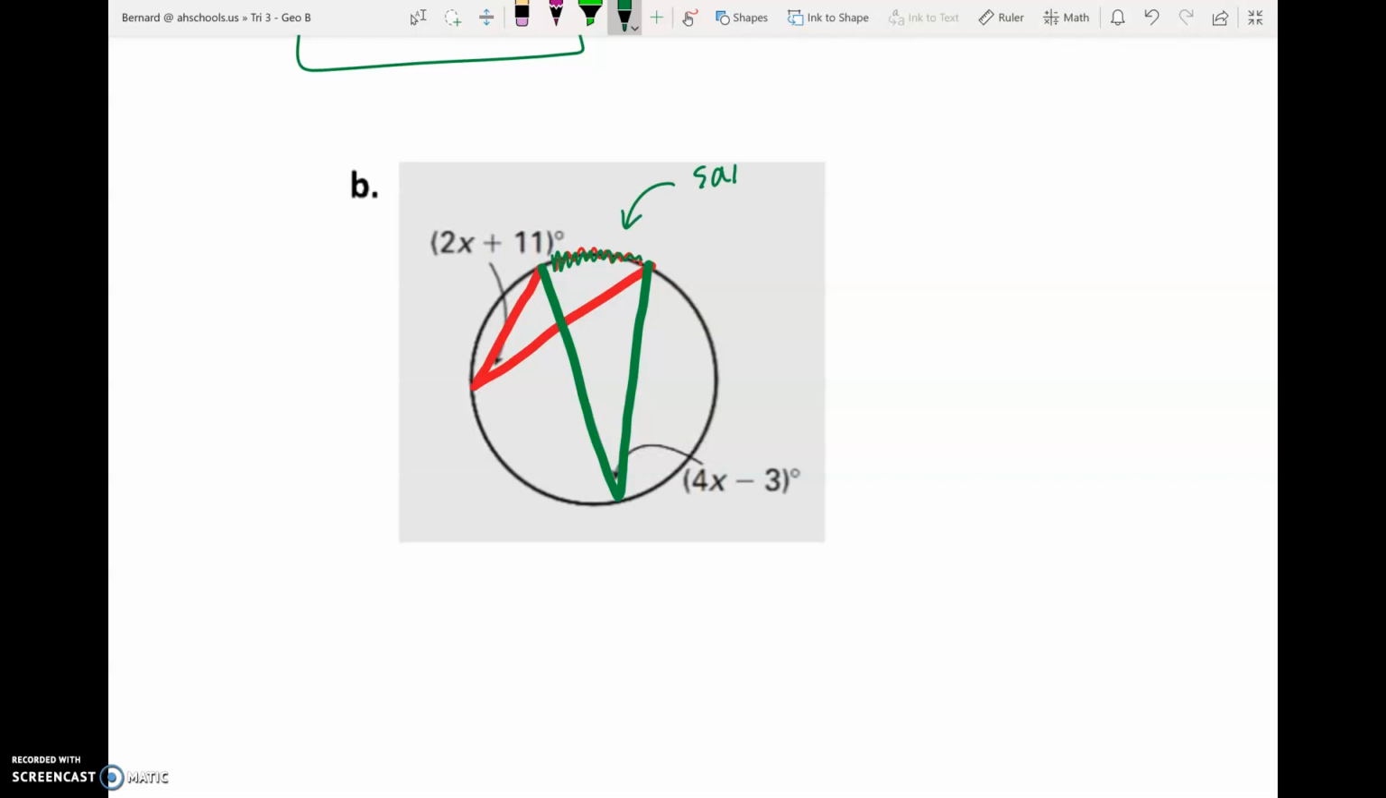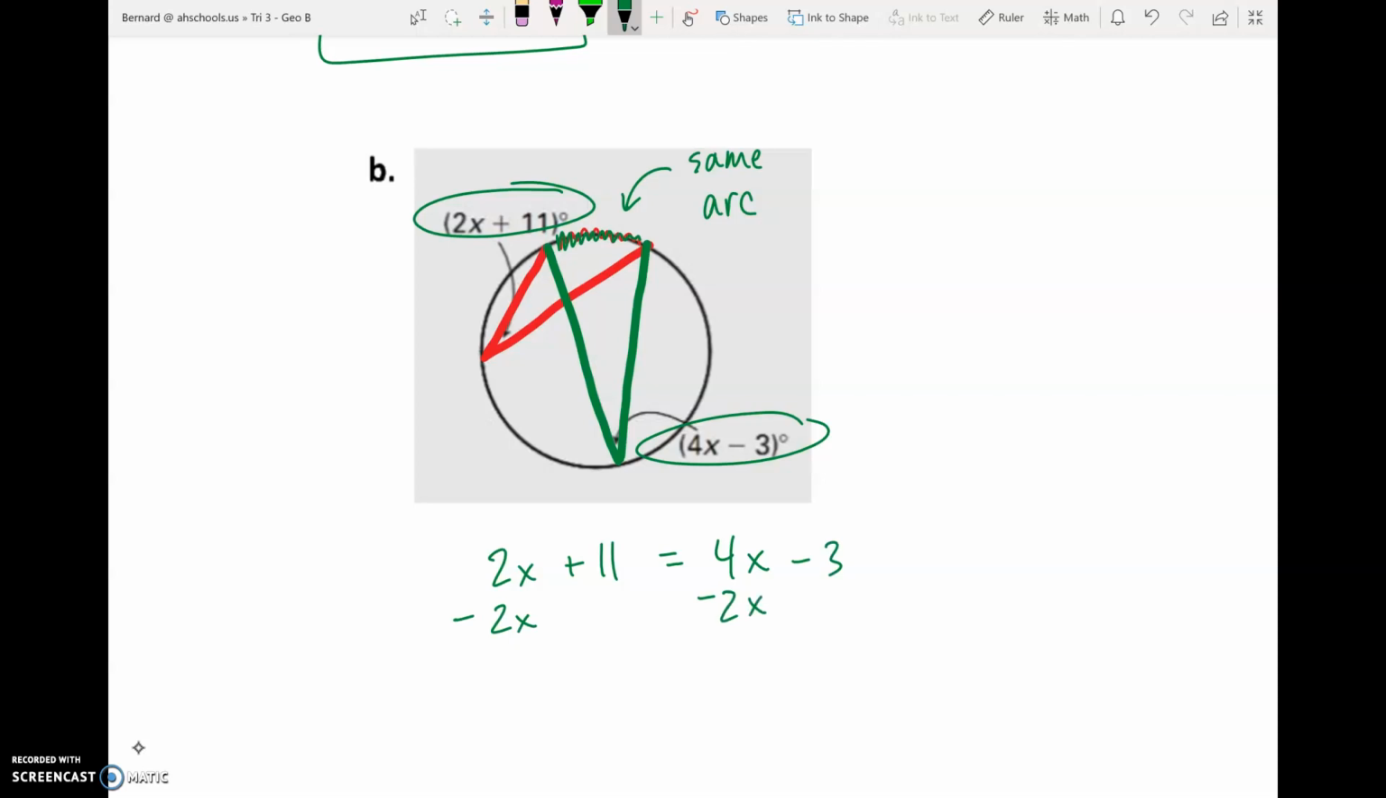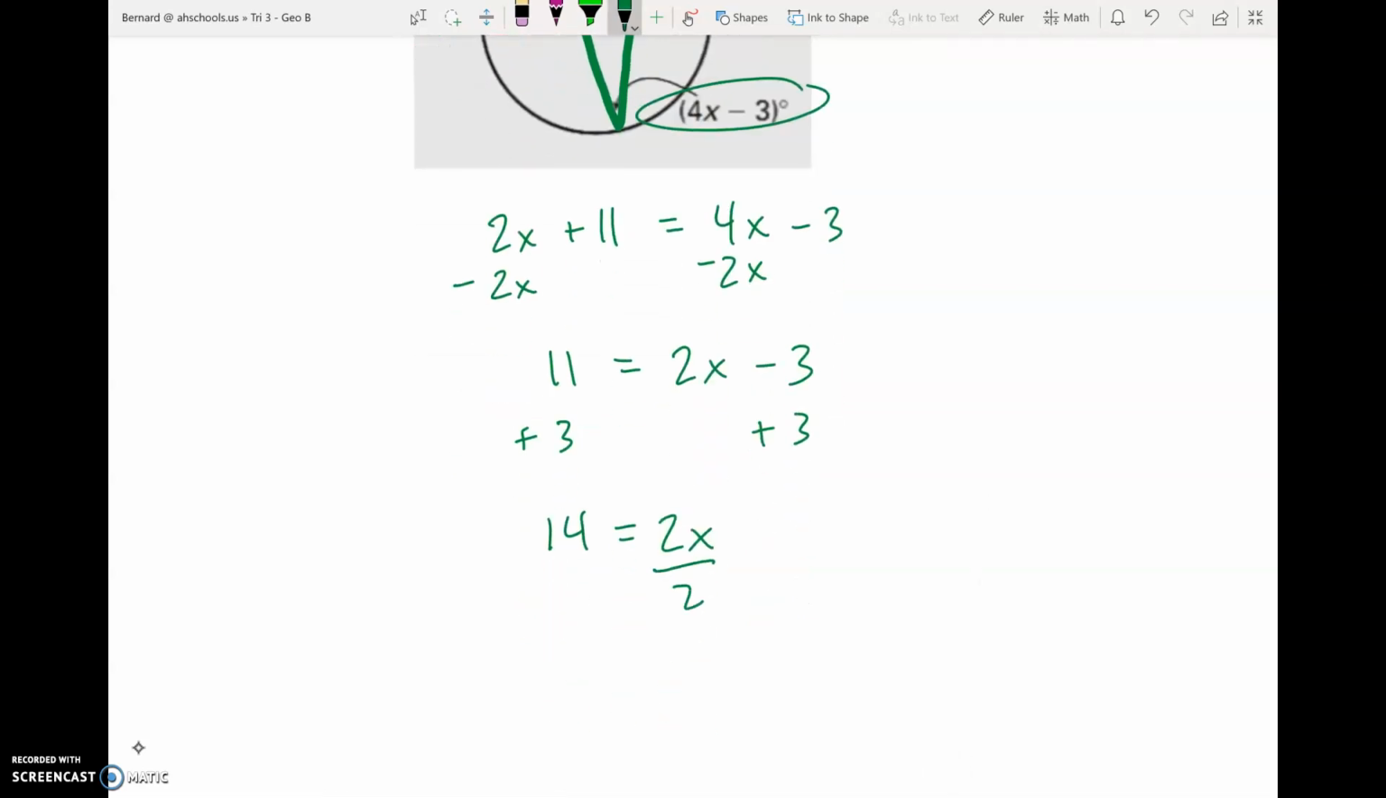So again, that's the same arc that each of these angles are intercepting, and so the two angles must equal each other. 2x plus 11 equals 4x minus 3. So I'm going to subtract 2x from both sides. Get 11 equals 2x minus 3. I'm going to add 3 to both sides. So 11 plus 3 is 14. That still equals 2x. And then we'll divide both sides by 2. And we get that x is 7.